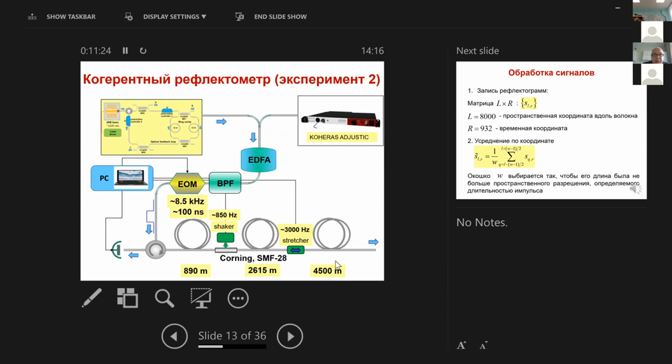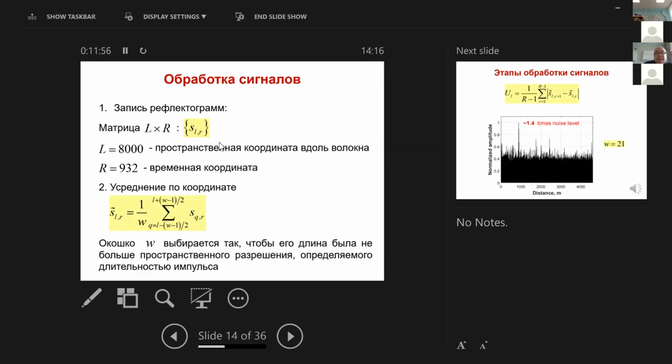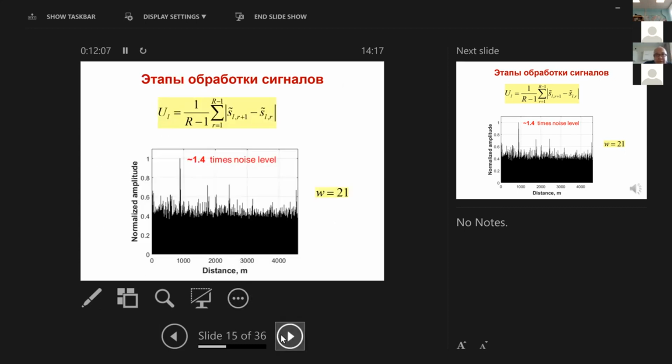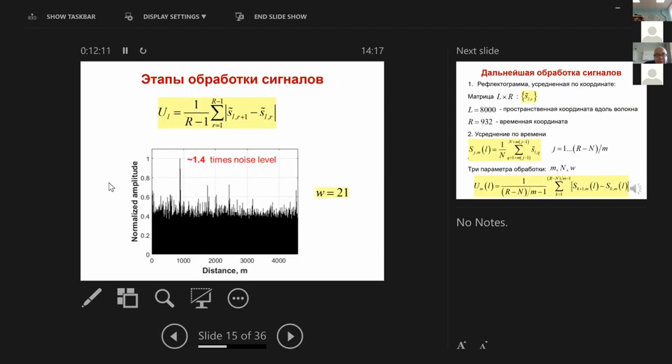We used two things to stimulate vibration: a shaker, which was working at 850 Hz, and a stretcher, which was working at 3 kilohertz. Now we compare the performance of the coherent reflectometer obtained with both lasers. The signal processing procedure is nearly the same. We again form the matrix, averaging through windows in the coordinate axis, and then we can obtain this signal. It is just averaging, no more. You can see here that our signal is 1.4 times higher than the noise level.